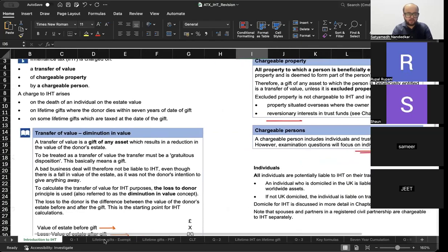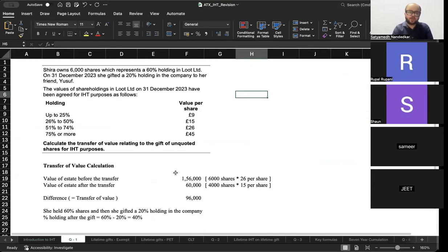Now whenever you have to calculate the transfer of value, remember, calculate the value of the estate before the transfer, compare that with the value of the estate after the transfer. The difference between these two is your transfer of value. Don't get down into calculating 15,000 shares into 20 rupees. You should get the value before the transfer, compare it with the value after the transfer. That specific difference is your amount which is going to enter your IHT calculations.